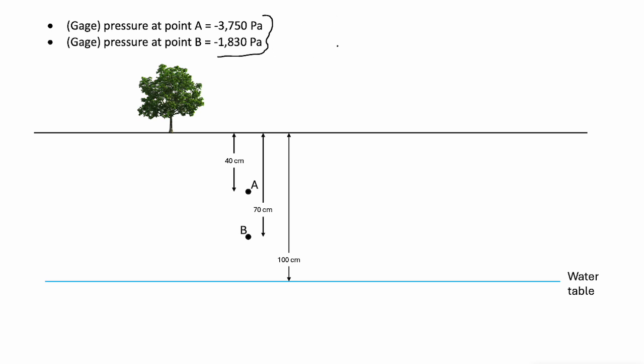So the equations we're going to use, once again, are that the head is equal to the elevation head Z plus the metric potential psi. And that psi, as always, will equal the pressure, the gauge pressure, divided by the density rho times the gravitational acceleration g.